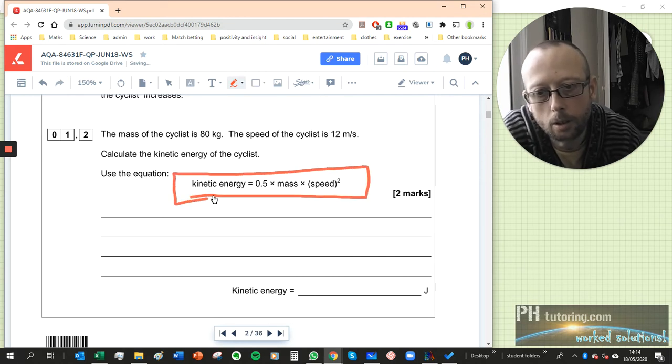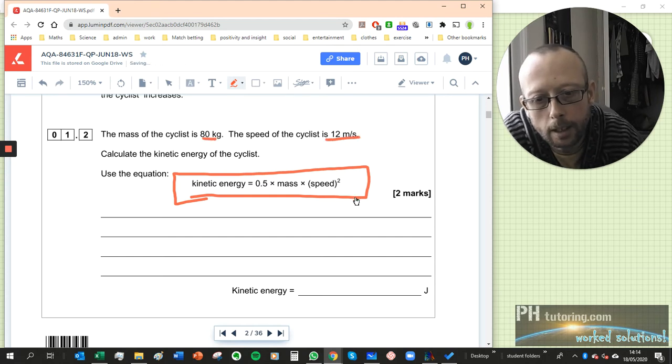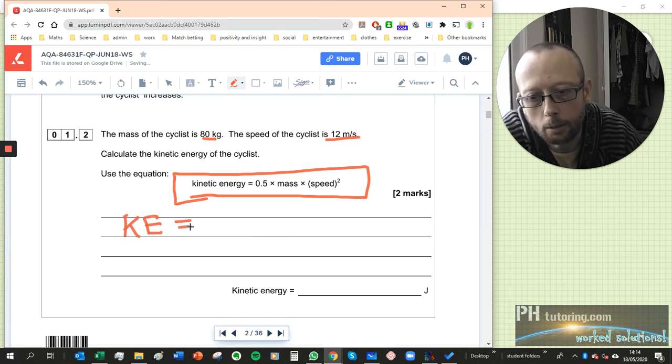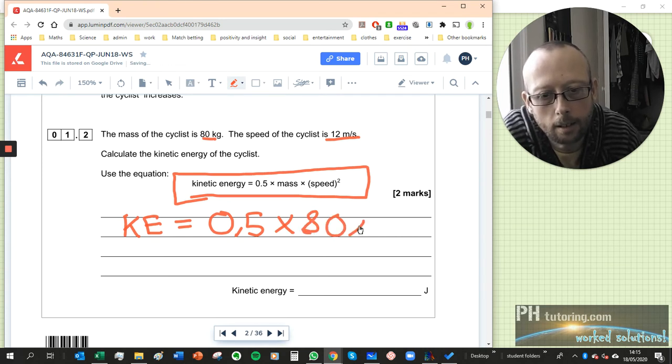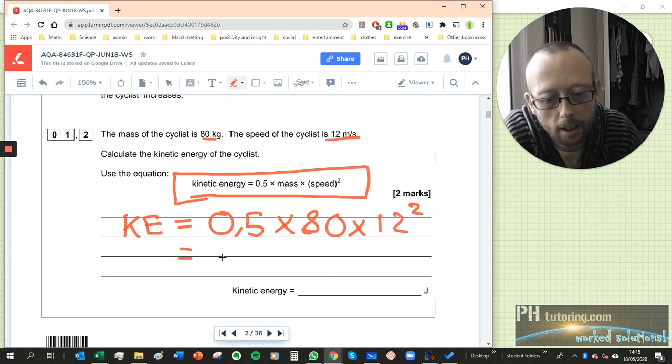So question 2 gives you the mass. It gives you the speed. So kinetic energy is equal to 0.5 times 80 times 12 squared. 12 squared is 12 times 12.